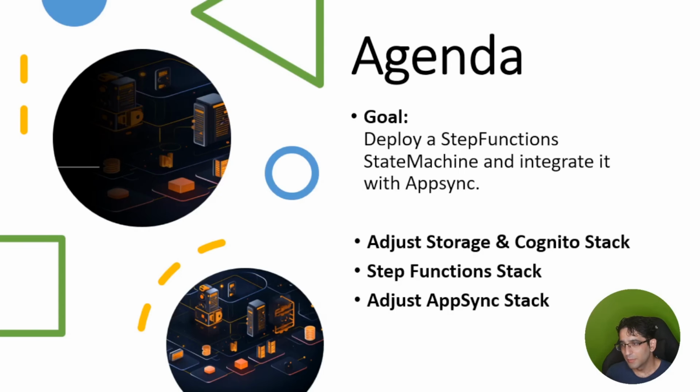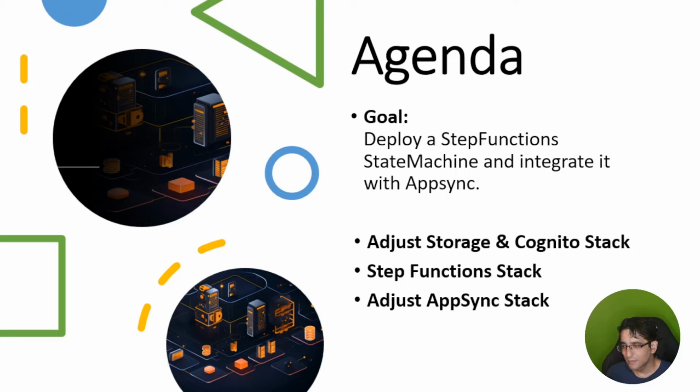Let's go on to the agenda for this video. The goal will be to deploy a Step Functions StateMachine and integrate it with our Appsync API that we created in the last episode. Before we do that, we need to make some changes to the storage and Cognito stack we deployed earlier. This does mean a couple things, but we'll get to that in a bit.